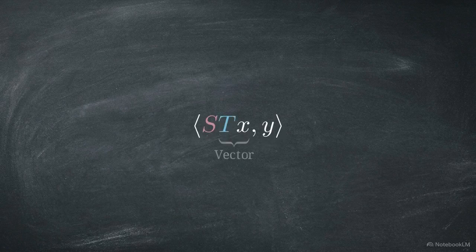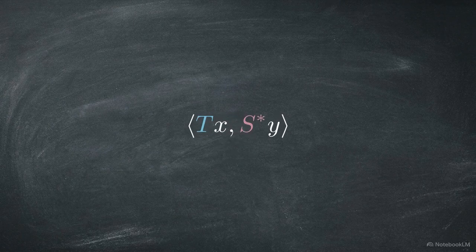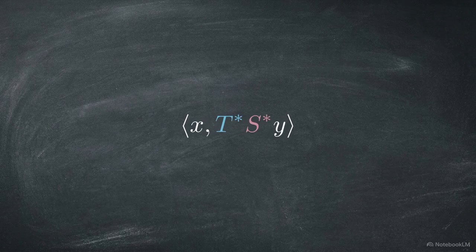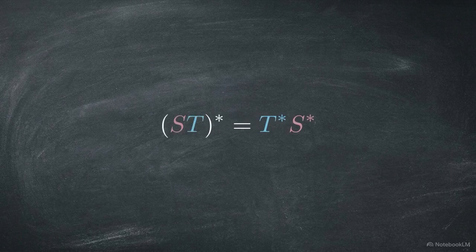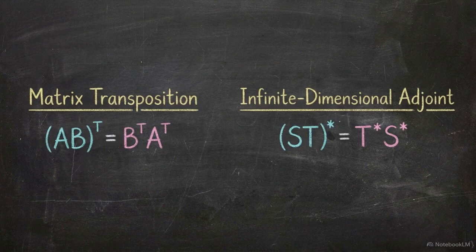Consider a product of two operators. Applying T, then S to vector x, what is the adjoint when shifted across the comma? We move sequentially. S jumps first, becoming S star, followed by T. The adjoint of ST reverses the order to T star S star. This algebra mirrors matrix transposition, reversing order and conjugating scalars, while maintaining validity for infinite dimensional spaces.